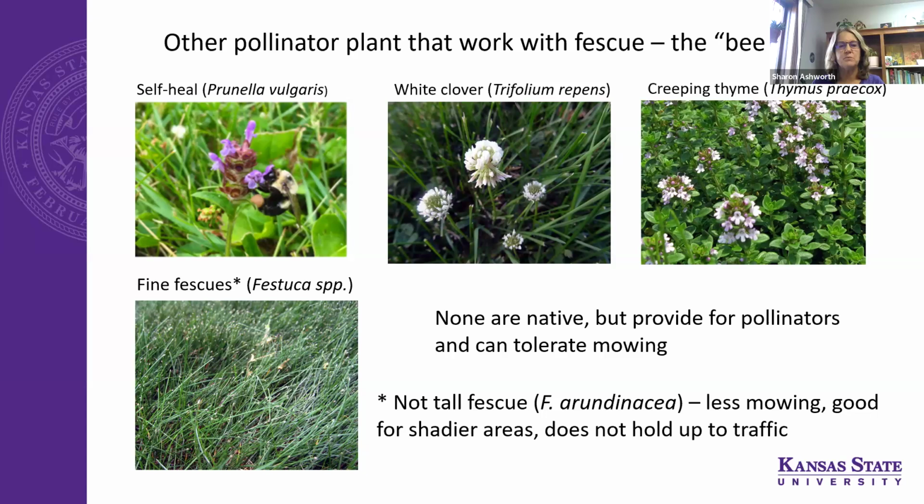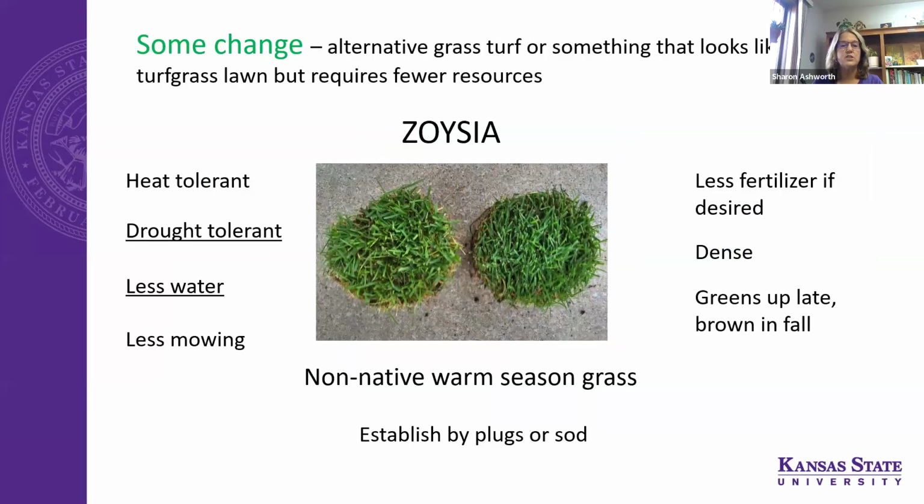Let's turn now to some alternative turf grasses. So you don't want to do tall fescue because of the maintenance and the resources it takes. So you're going to turn to a warm season grass. Zoysia is a popular option. It's a non-native warm season grass. You establish it by plugs or sod. It's heat tolerant, it's drought tolerant, it uses less water, there's less mowing, less fertilizer. If desired, the fertilizer you add to warm season grasses is to green them up a bit, but it's not necessary.